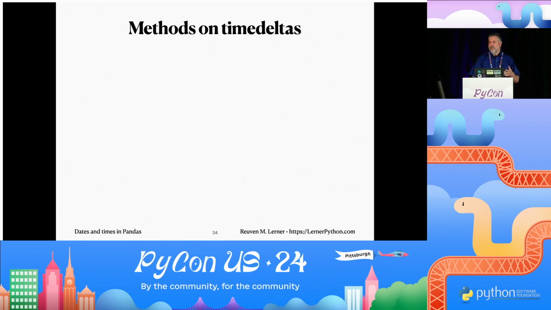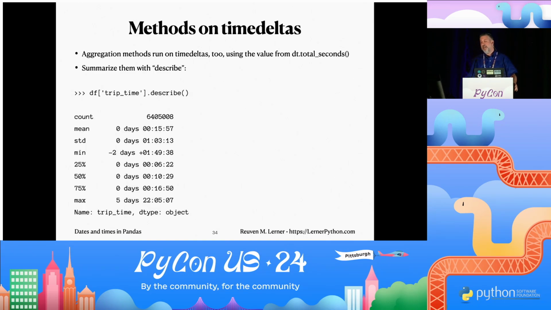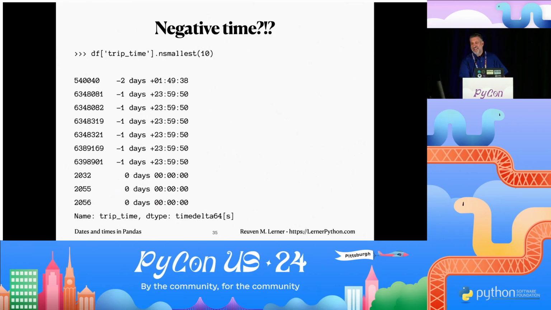Well, are there methods that I can run on them? Yeah. I can run all the methods that we talked about before, all these aggregation methods. I can say, describe, and it tells me the mean, the standard deviation, the minimum, the wait. Minus 2 days. 5 days. Is there negative time?